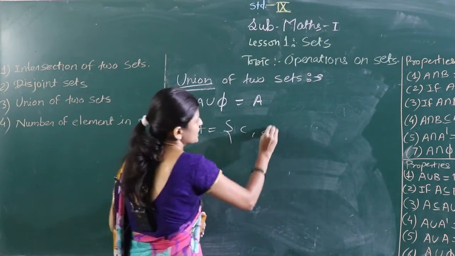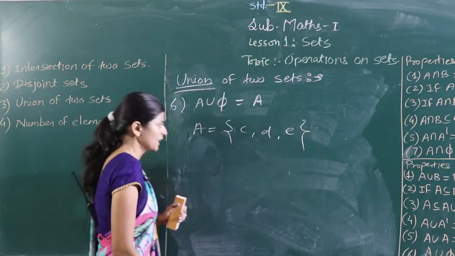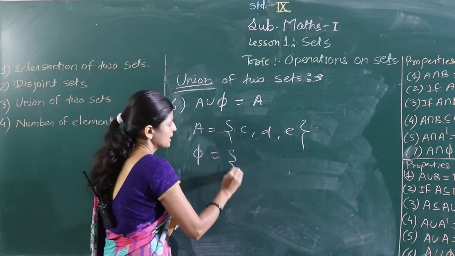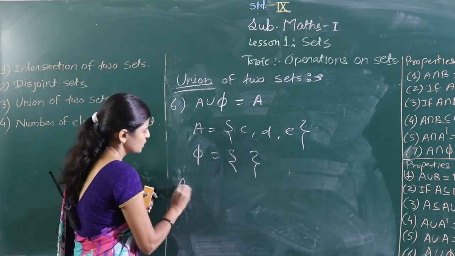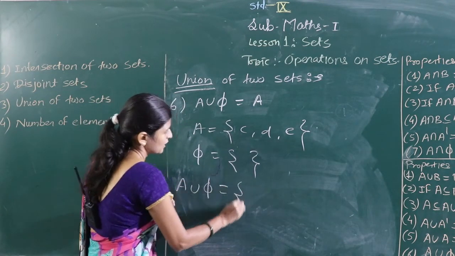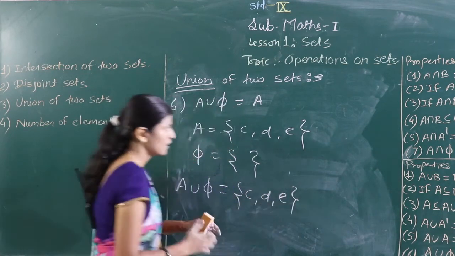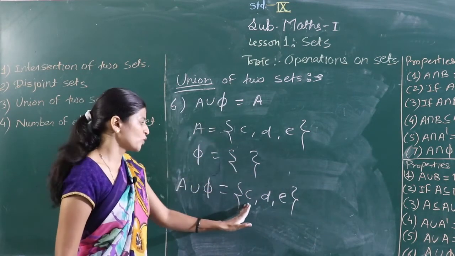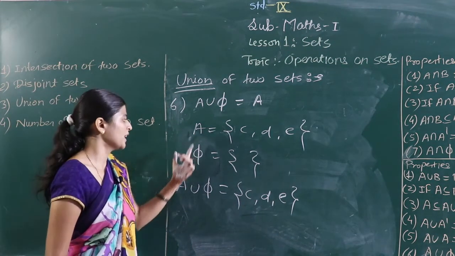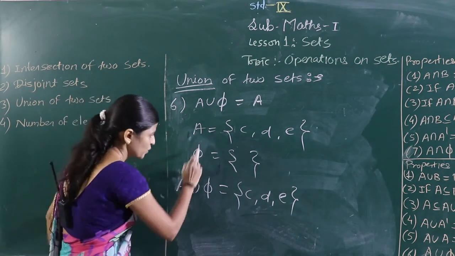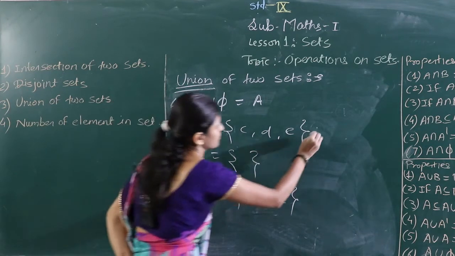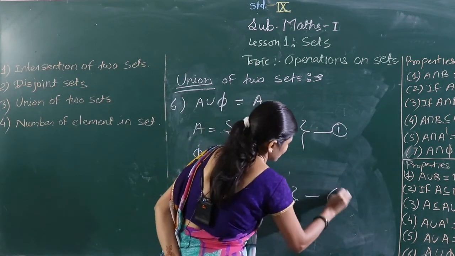Suppose A equals {C, D, E}, any elements we take, and the empty set is denoted by this. So what is A union empty set? Common and uncommon both, means C, D, E. The empty set contains no element, so no element is written down here. So for A union empty set, we get equation 1 and equation 2.